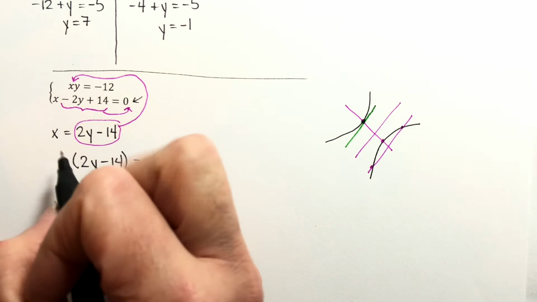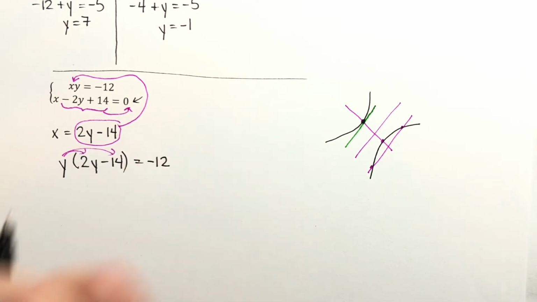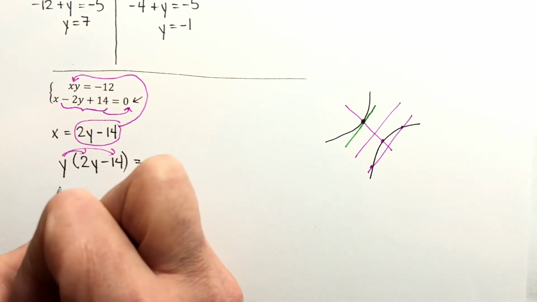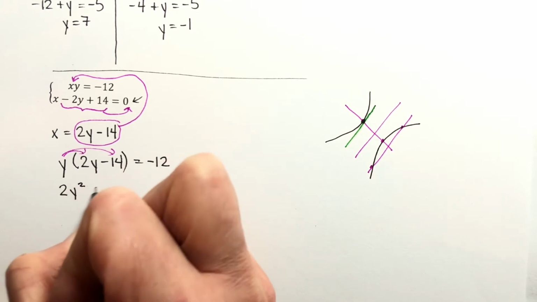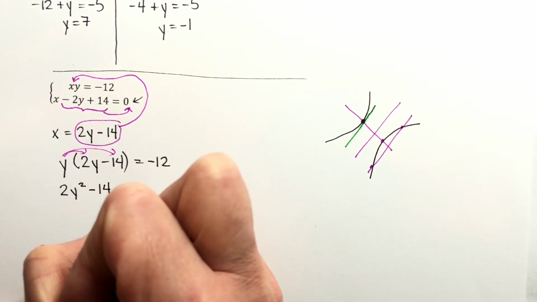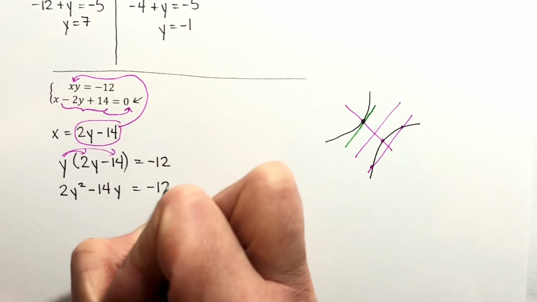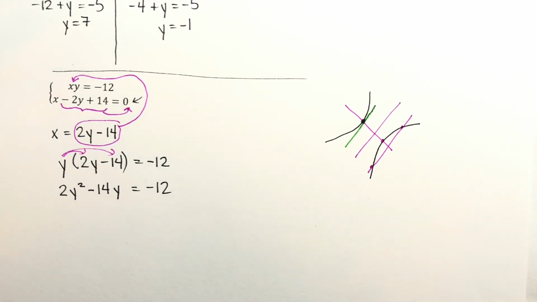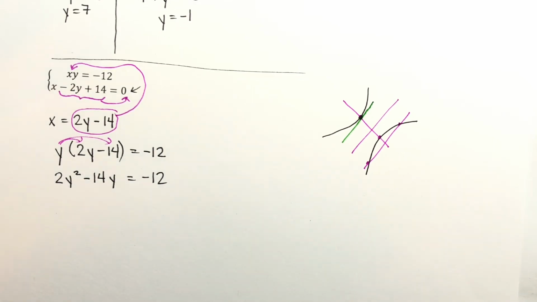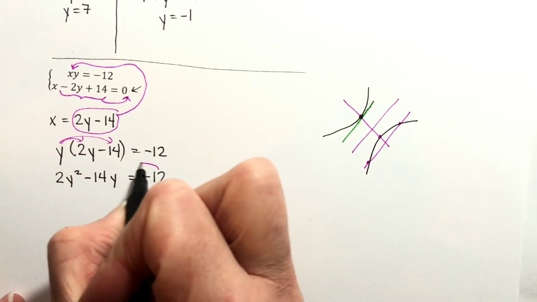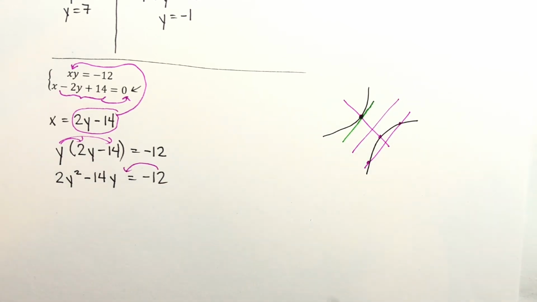Now to solve this, I need to distribute here, and I get 2y squared minus 14y is equal to negative 12. So I again have a quadratic that I need to solve. I will probably get 2 solutions, although that's not guaranteed. And to solve a quadratic, we want a 0. So I'm going to add 12 to both sides.